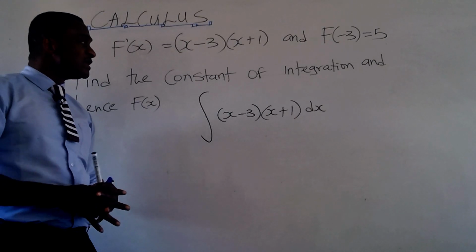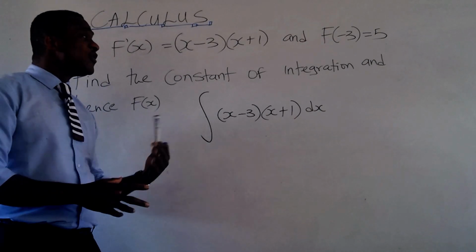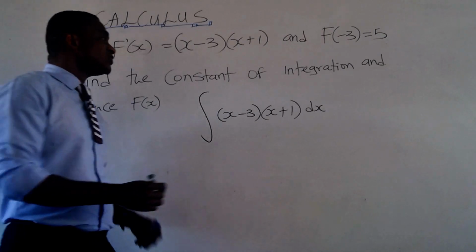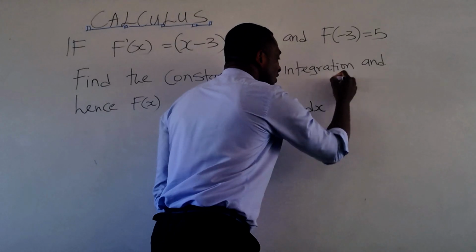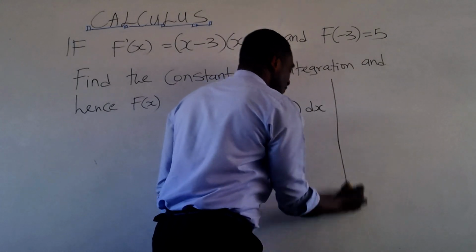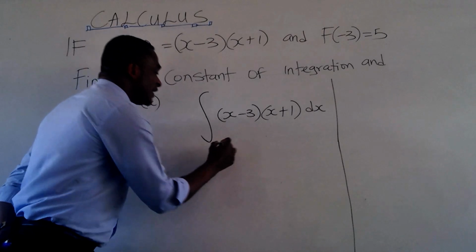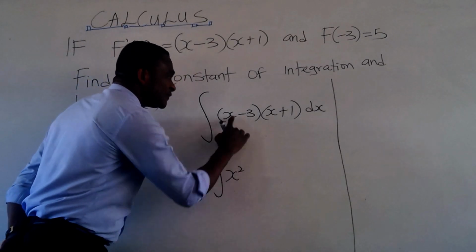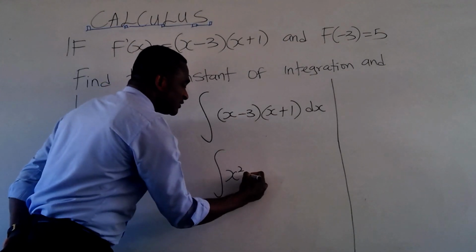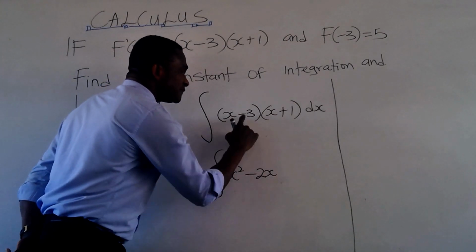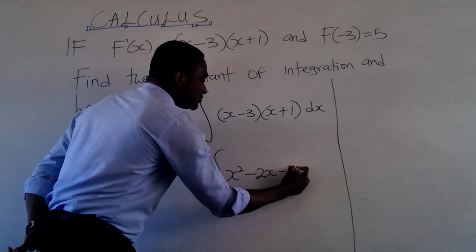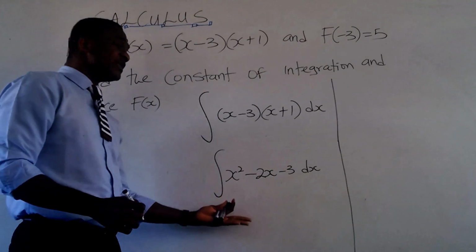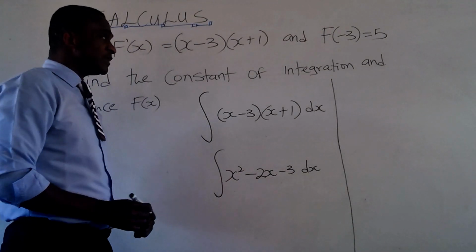Now, just like every other calculus problem, before you can go further, you need to simplify what you have inside. So simplify this to be a common function. If we simplify this, it gives us x squared, x and minus 3x gives us minus 2x, and then minus 3 dx. So this is what we are going to integrate to get the function.